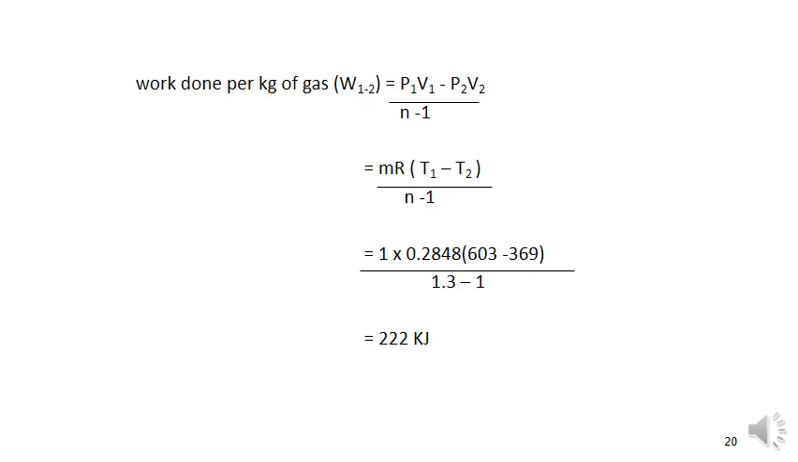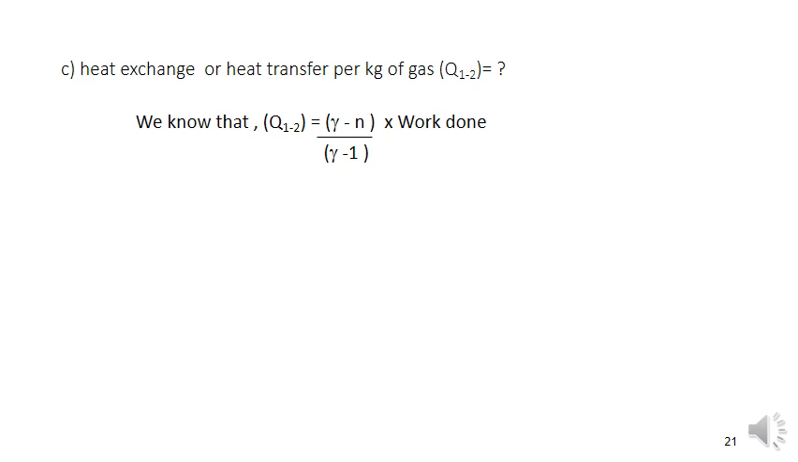After that we have to calculate the heat transfer. So heat transfer or heat exchange per kg of gas is (gamma minus n) by (gamma minus 1) times the work done, where gamma is the adiabatic index, we all know it is 1.4, and n is the polytropic index, which is 1.3, and the work done we calculated previously in the B part, it is 222 kilojoules. So (1.4 minus 1.3) divided by (1.4 minus 1) into 222. So we got 55.5 kilojoules.